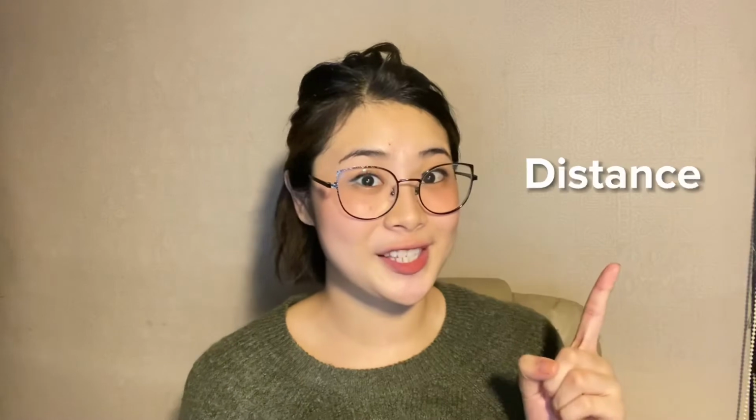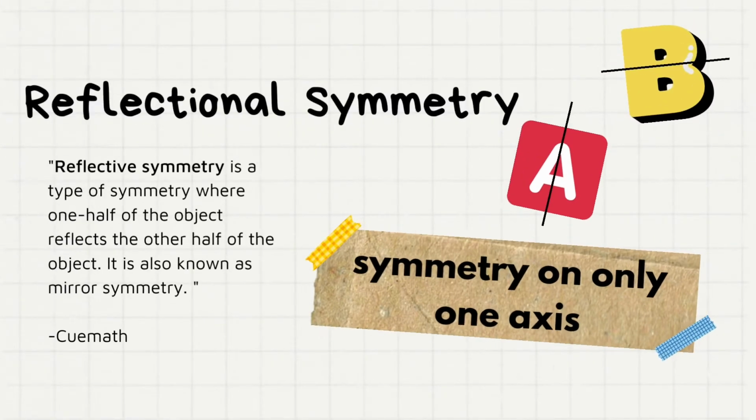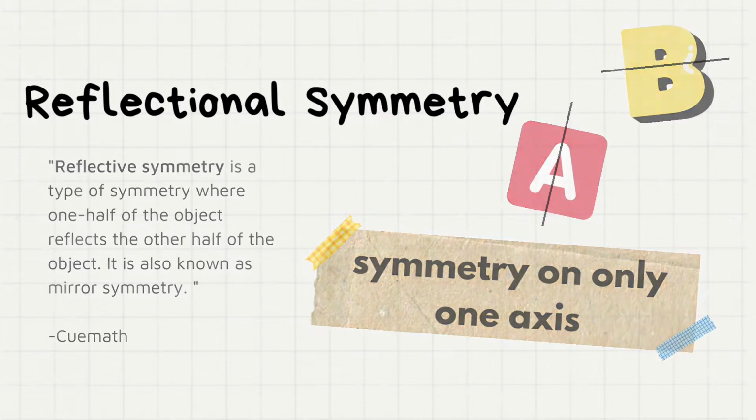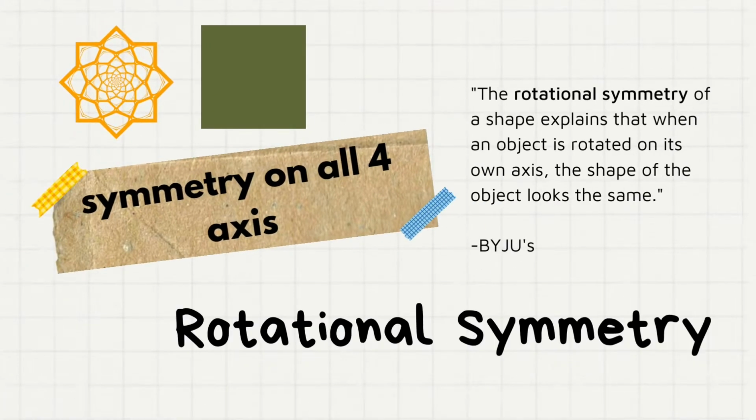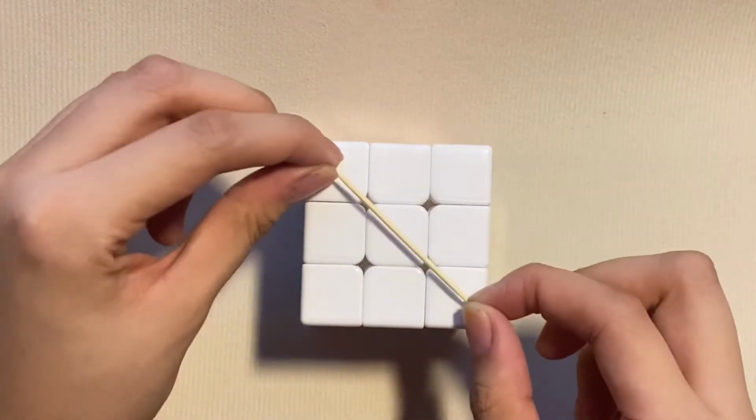A symmetry is a transformation that preserves distance and object. Well, there are two types, reflectional symmetry and rotational symmetry. Reflectional symmetry means that there is only symmetry on only one axis. And this Rubik's Cube observes the other type, the rotational symmetry. This means that the symmetries of this cube satisfies all four axes, horizontal, vertical, and the diagonal axis.